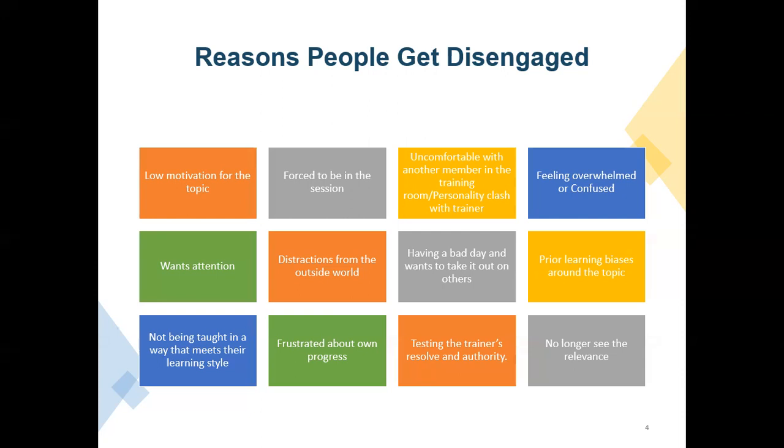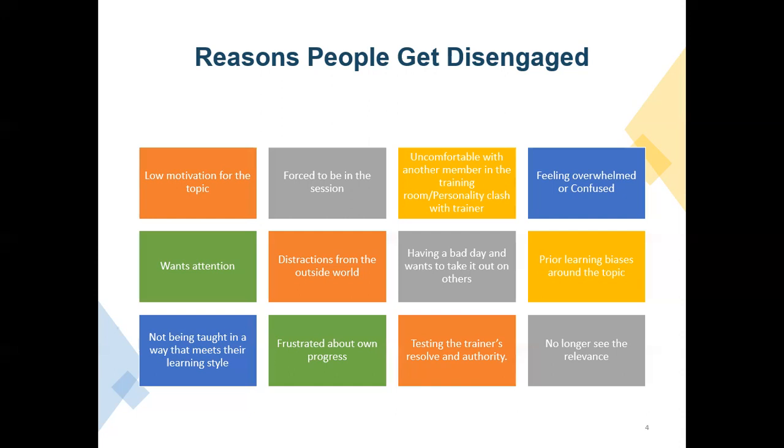Okay. Next one, testing the trainer's resolve and authority. Okay. So this one's really about students that may want to come in and have a belief that the trainer doesn't really know what they're talking about, or that the content that the trainer is delivering may not be 100% valid or credible, so to speak.